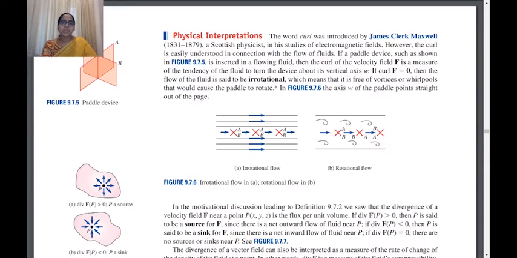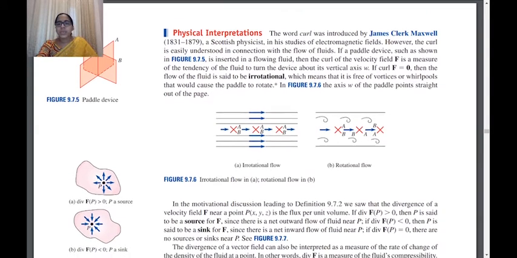Sometimes in application level problems, they will ask whether the fluid is irrotational or not. So you don't have to worry about the terms. If we are asked to find whether the fluid is irrotational, we just have to find the curl of the velocity field that is given to us. And if that curl is 0, then it is irrotational.